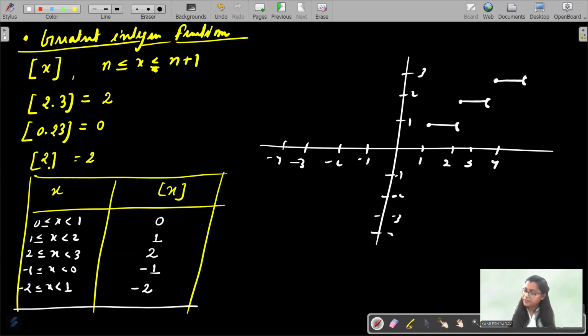Okay. See. Now here this is the point of -1 to 1 like this. Next one is -2 to 2 like this. Next is like this and so on. Okay, so this is the graph of greatest integer function. Now we go for fractional part of x.